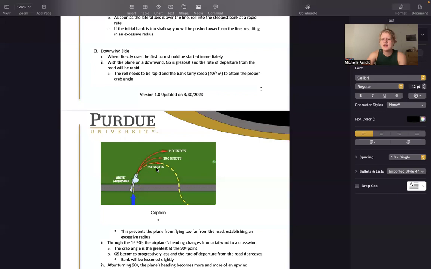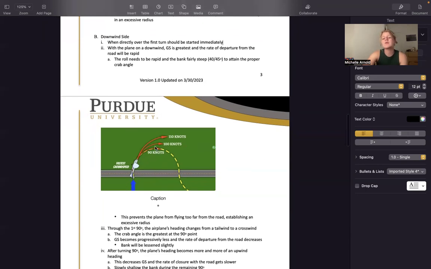Okay. So yeah, in this picture we have here, these 90 knots, 100 knots, 110 knots, that's your ground speed. So if you're planning on being at 90 knots, but you've got a huge tailwind, your ground speed might be 110 knots while your airspeed is 90. So because of this, you want to start that turn pretty rapidly as soon as you cross over your reference line.